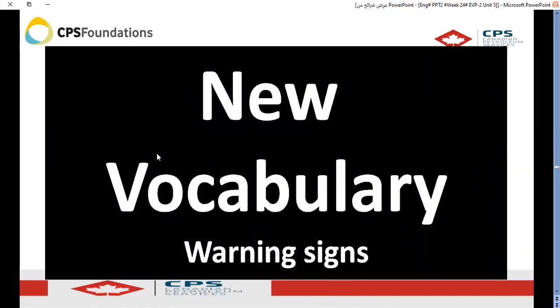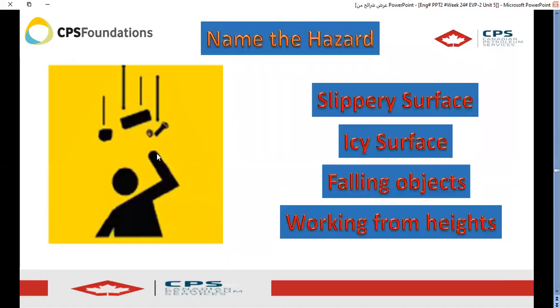Here is the new vocabulary for the new lesson. They are about warning signs. We are going to learn some hazards that might happen at the workplace, the sources of these hazards, and the results of these hazards. We'll start with the name of the hazard itself.